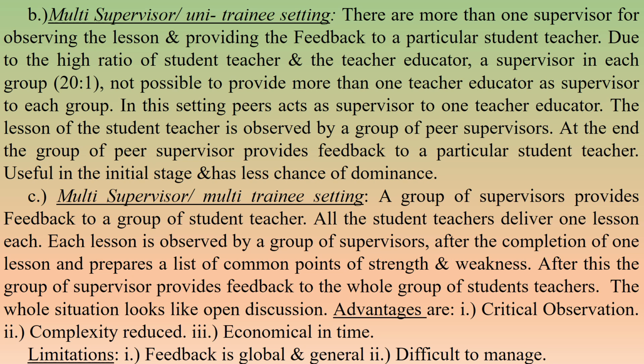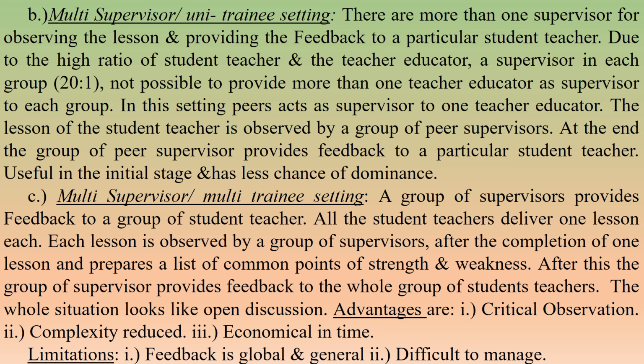Next is multi-supervisor uni-trainee setting. In multi-supervisor uni-trainee setting, there is more than one supervisor for observing the lesson and providing the feedback to a particular student teacher. Due to the high ratio of student teachers to teacher educators, 20:1 in each group, it is not possible to provide more than one teacher educator as supervisor to each group. Thus, in this setting, peers act as supervisors in addition to one teacher educator.